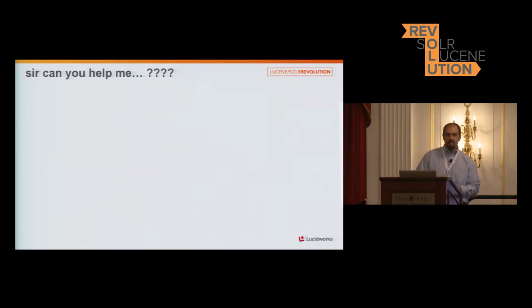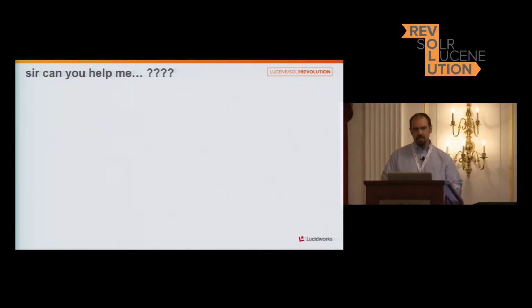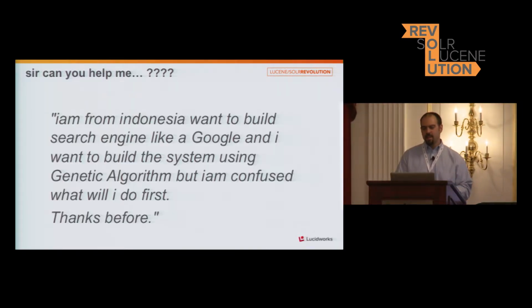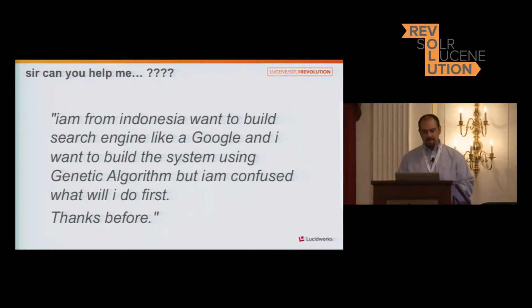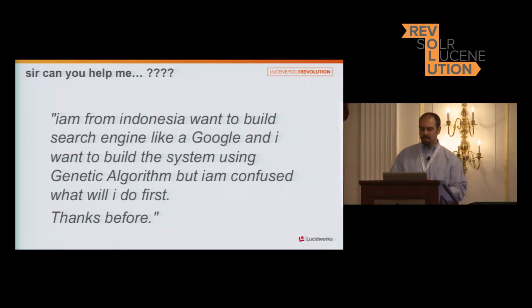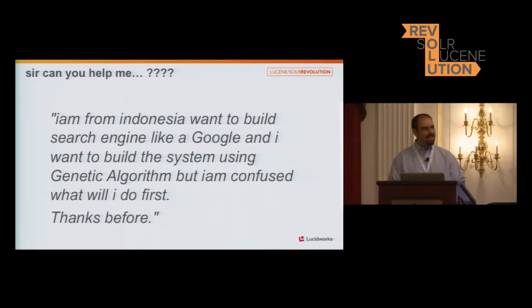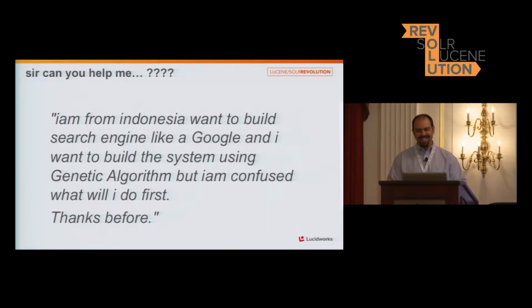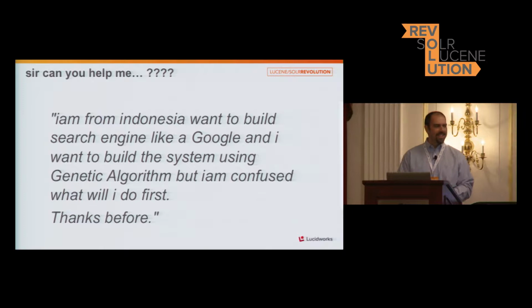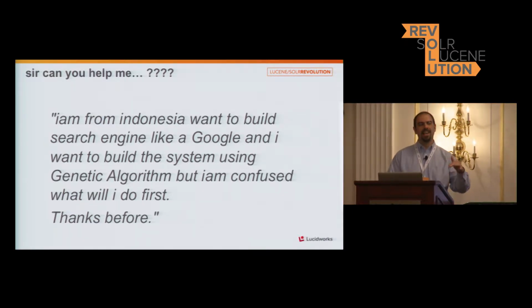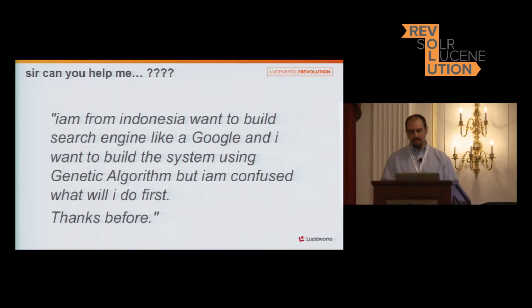So when I was doing research on this, there seems to be some interest as I found a few blog posts, but there weren't too many detailed explanations of how to do anything. So I did find one very vague blog post on using genetic algorithms in this way, and I thought it had a very funny comment, which I'm going to try to solve here. It was, "I am from Indonesia and want to build search engine like a Google and want to build a system using genetic algorithm, but I am confused, what will I do first?" It wasn't the broken English that was funny so much as it was a comment on a blog post of how to compete with Google. So I thought maybe I'd do a little bit to try to help this fellow. I hope he's not here.